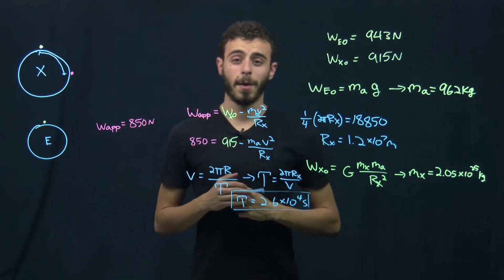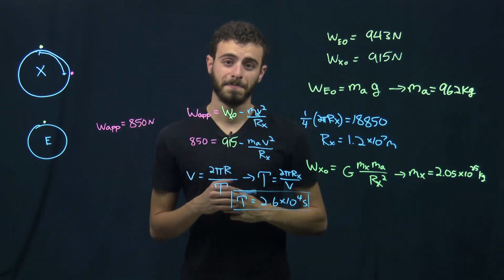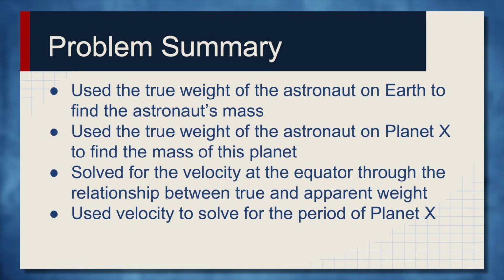So let's go ahead and recall how we got here. First, we used the true weight of the astronaut on Earth to find the astronaut's mass. Next, we used the true weight of the astronaut on planet X to solve directly for the mass of planet X. We recalled the relationship between apparent weight and true weight at the equator to solve for the velocity that planet X must experience at the equator. And finally, we used this velocity to solve for the period.